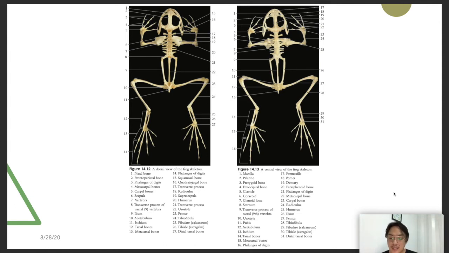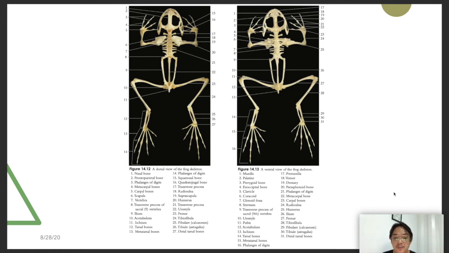16 is the phalanges of digits, 17 is premaxilla, 18 is the vomer, 19 is the dentary, 20 is parasphenoid bone, 21 phalanges of digits, 22 is the metacarpal bone, 23 is the carpal bones, 24 is the radioulna, 25 is the humerus, 26 is the ilium, 27 is the femur, 28 is the tibiofibula, 29 is the fibulare, the calcaneum, 30 is the tibiale, astragalus, and the 31 is distal tarsal bone. So these are the different major bones for the frog skeleton.